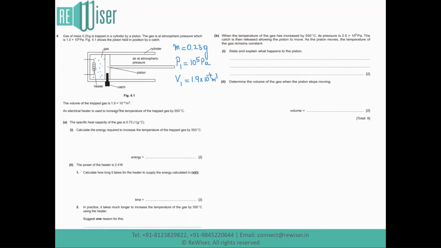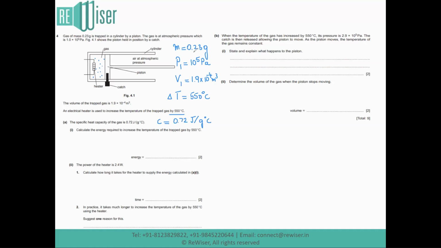An electric heater is used to increase the temperature by 550 degrees Celsius. Here 550 degrees Celsius is neither the initial temperature nor the final. It is just the difference in temperature, which is 550 degrees Celsius. They have also given the specific heat capacity in part A. The specific heat capacity C is 0.72 joule per gram per degree Celsius.